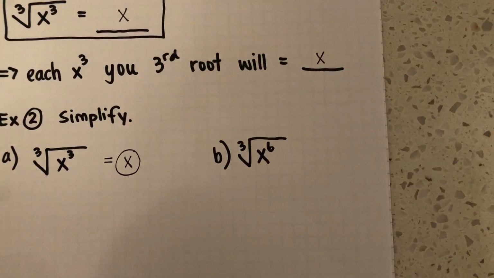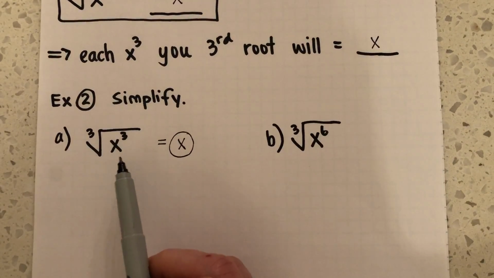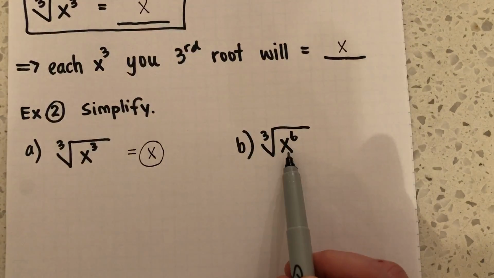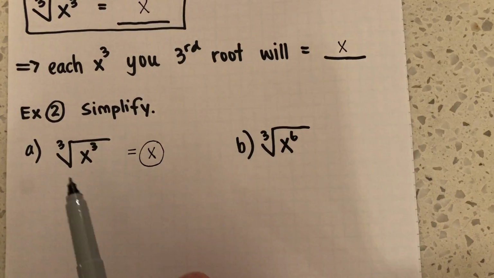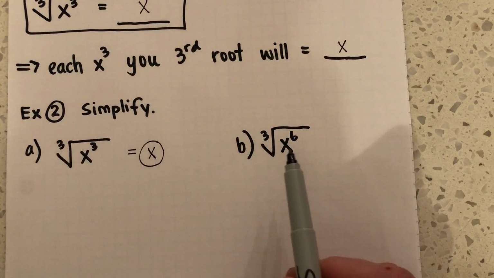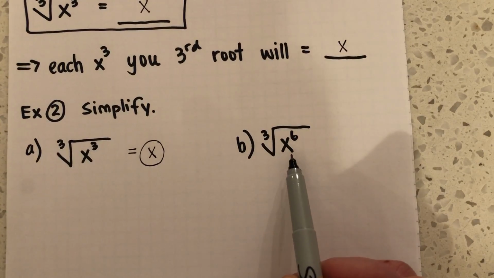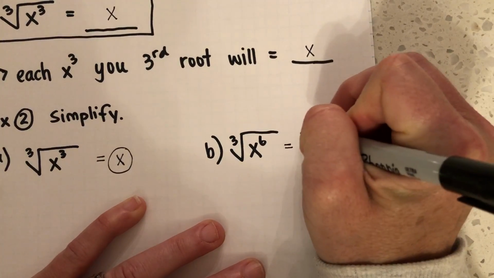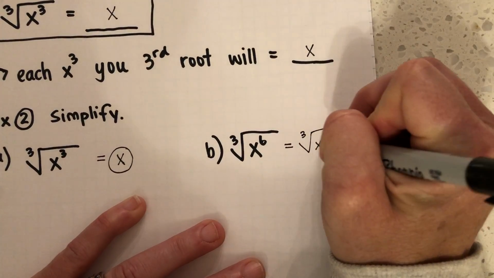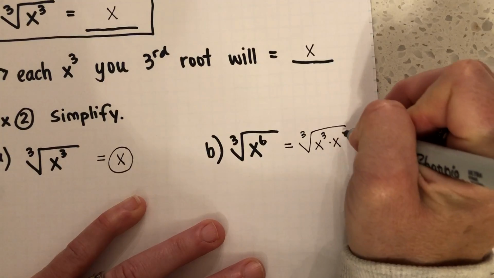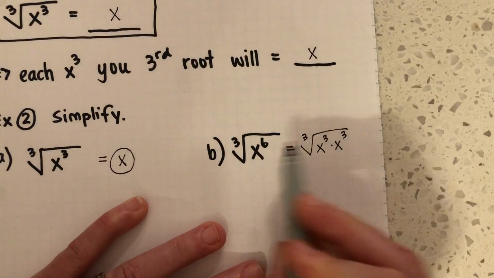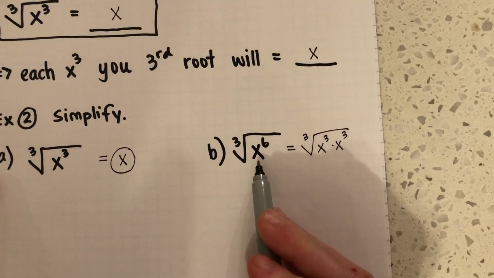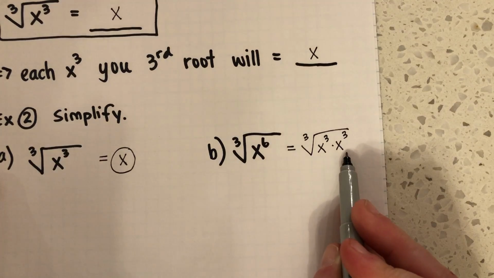Well, the long way is to figure out how many x's to the third live inside of x to the sixth? Because every x to the third that lives inside of that, we're going to be able to take the third root of. So the long way is to rewrite this as the third root of x to the third times x to the third, because 3 plus 3 is 6. So I'm able to expand this into x to the third times x to the third.